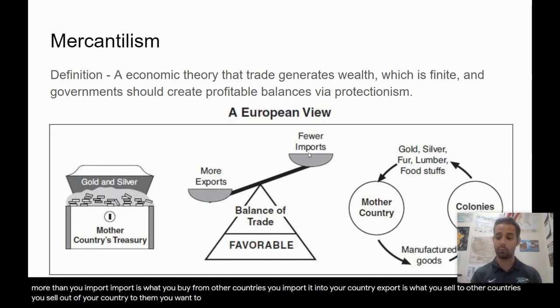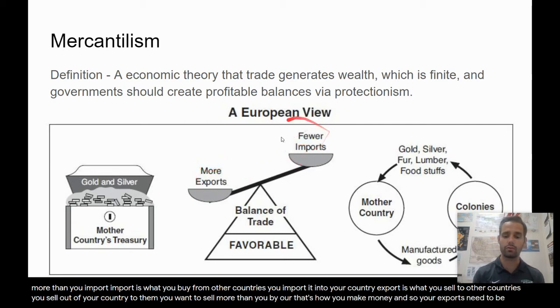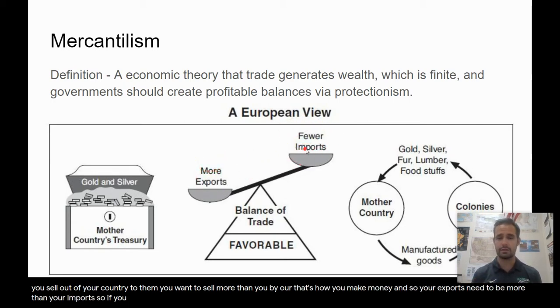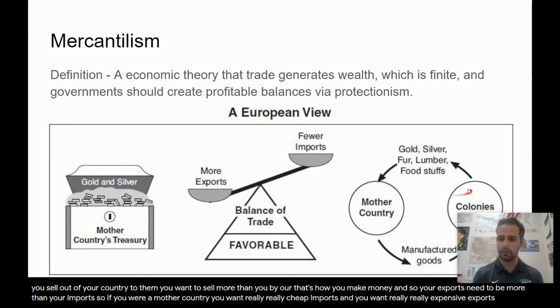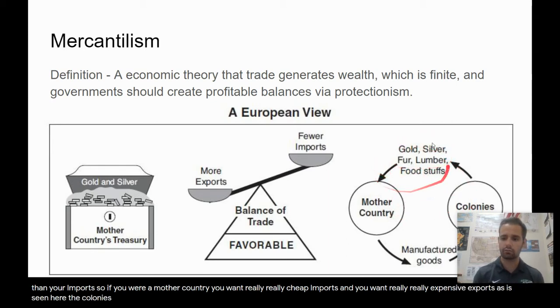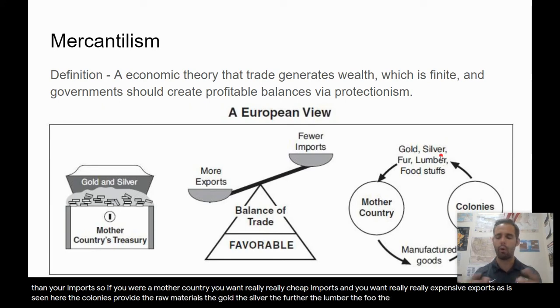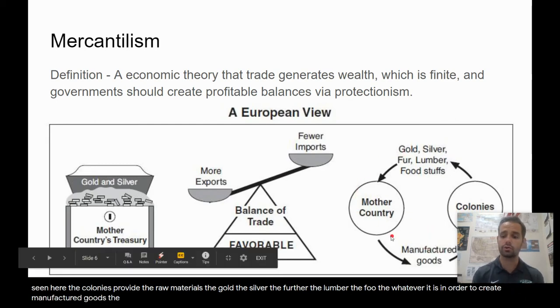You want to sell more than you buy. That's how you make money. And so your exports need to be more than your imports. So if you were a mother country, you want really, really cheap imports and you want really, really expensive exports, as is seen here. The colonies provide the raw materials, the gold, the silver, the fur, the lumber, the food, the whatever it is in order to create manufactured goods. The mother country sells these manufactured goods back to the colonies.